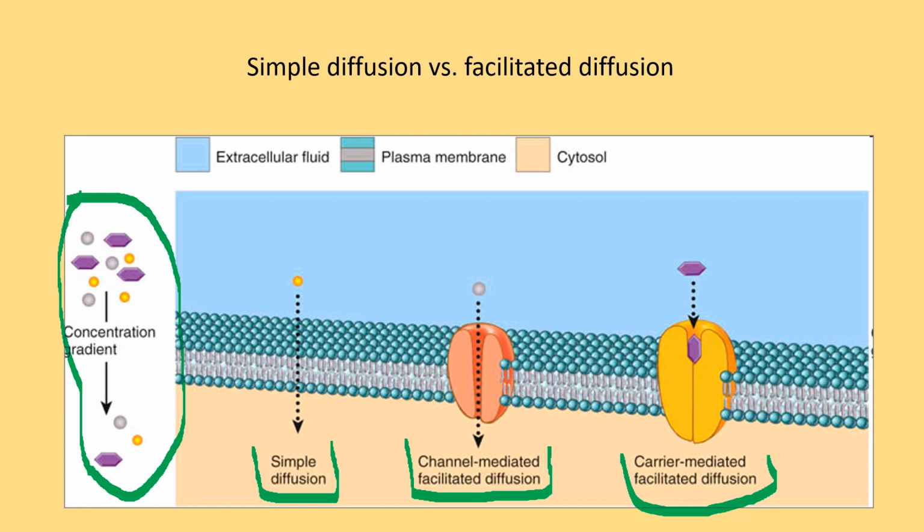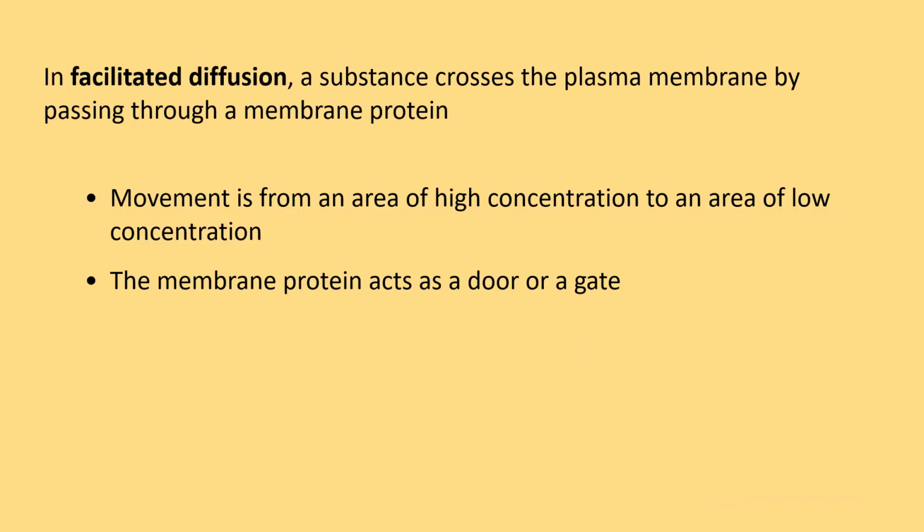And so here we have simple diffusion, and it's contrasted with facilitated diffusion. Facilitated diffusion is diffusion. A substance is moving from an area of high concentration to an area of low concentration, but it requires a facilitator, specifically a membrane protein. So again, facilitated diffusion occurs when a substance crosses the plasma membrane by passing through a membrane protein. Again, it's diffusion, so we're always going from an area of high concentration to an area of low concentration. And this membrane protein acts as a channel, a pore, a door, a gate.